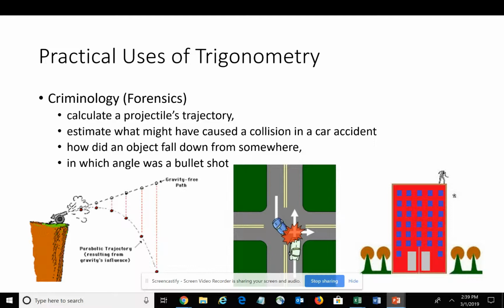How did an object fall down from somewhere? Like if you happen to have someone who jumps off a building, or if something has fallen off of a building, they can determine the angle at which it fell, and even the velocity and that sort of thing. So you obviously use it a lot in criminology and forensics.